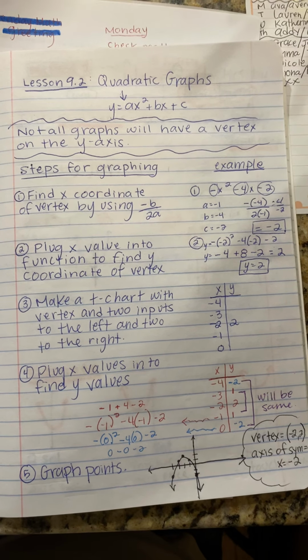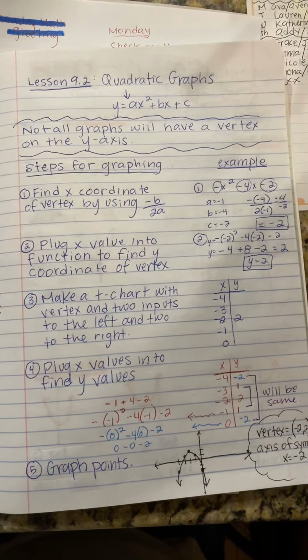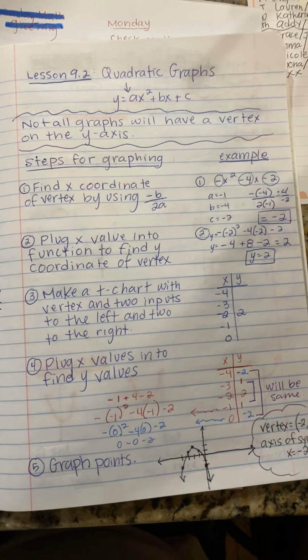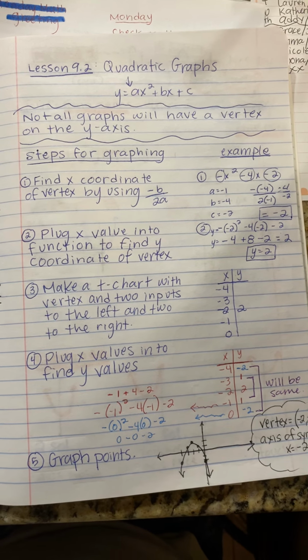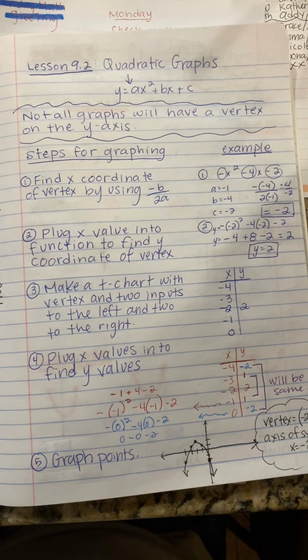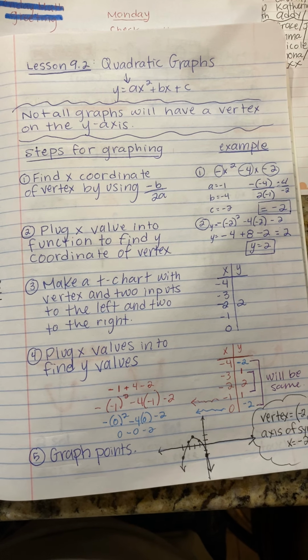Right, we are going to move on to lesson 9.2, more with quadratic graphs. So quadratics, remember, have a square. They are in the form y equals ax squared plus bx plus c. Not all of them are going to have the vertex on the y-axis.